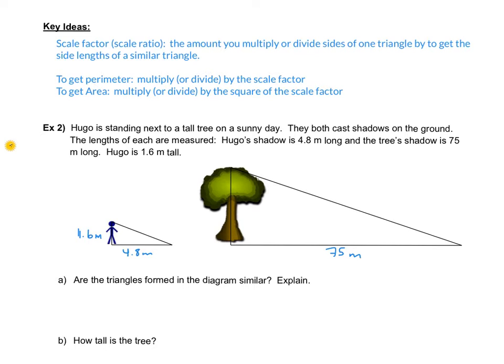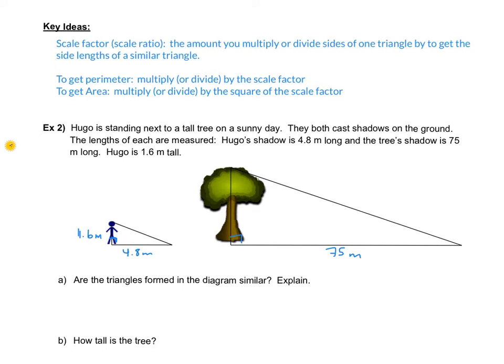Are the triangles formed in the diagram similar? And explain. Well, there's a couple things to know. Hugo, unless otherwise specified, is standing perpendicular to the ground, as is the tree. Okay, we're going to assume this is flat ground based on the diagram here. So those both make 90-degree angles. So I've got one pair of corresponding angles that are equal. Now here's the other part. I do not have two pairs of sides in both triangles. I have two sides in the first triangle with Hugo, but I only have one side length in the second triangle. So I cannot use sides, but I do have some information about angles.